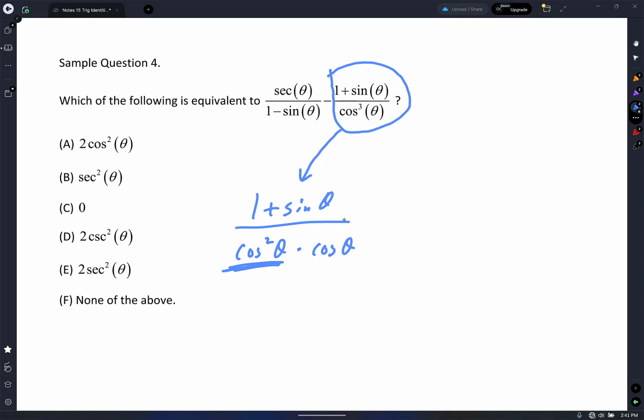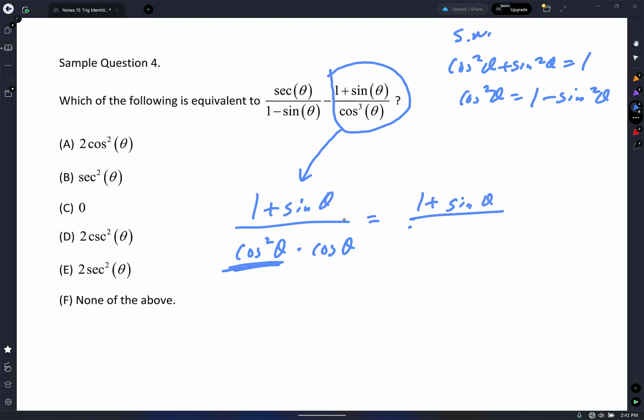So I'm going to go to the side. I'm going to put a side note, and I'm going to write cosine squared theta plus sine squared theta equals 1. So cosine squared theta equals 1 minus sine squared theta. That's what I'm going to substitute in for this one. So here's my 1 plus sine theta on the top. And on the bottom, I'm going to write parentheses 1 minus sine squared theta. Make sure to put it in parentheses, times cosine theta.